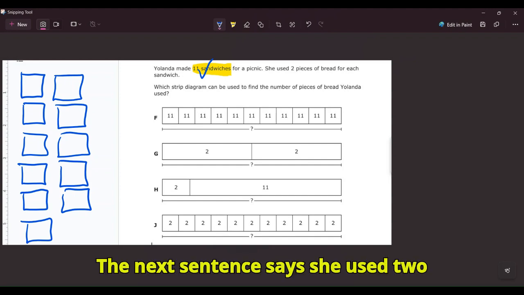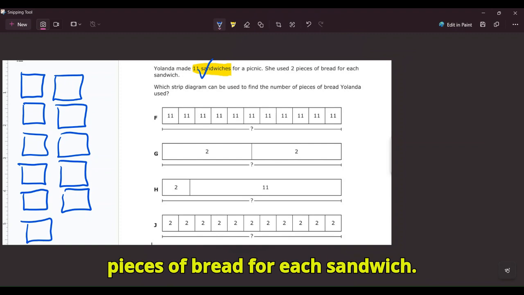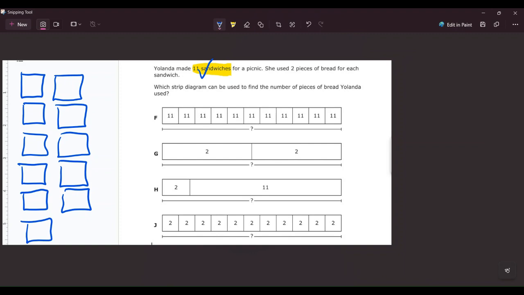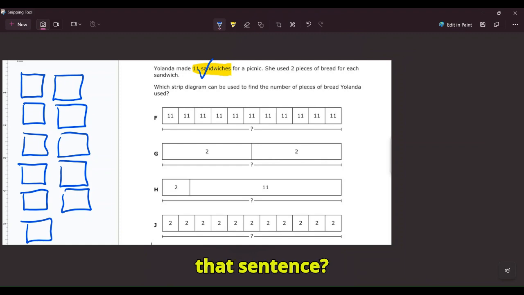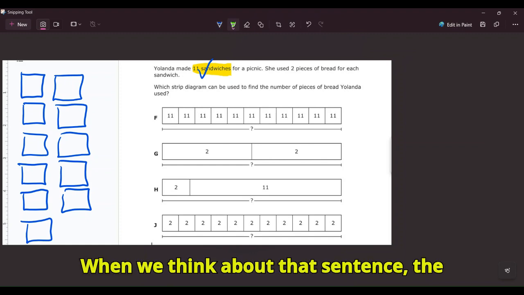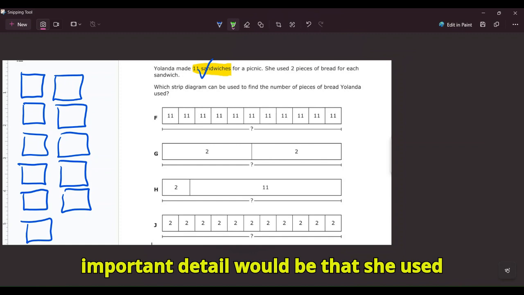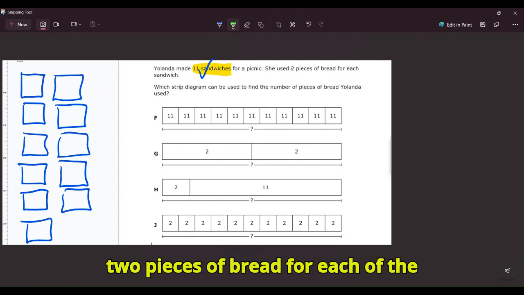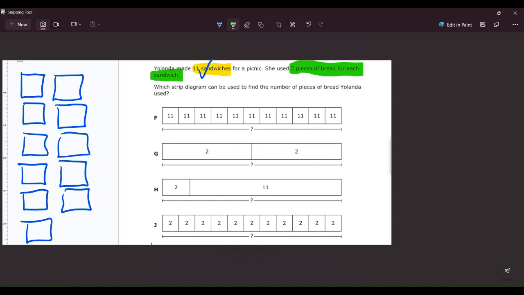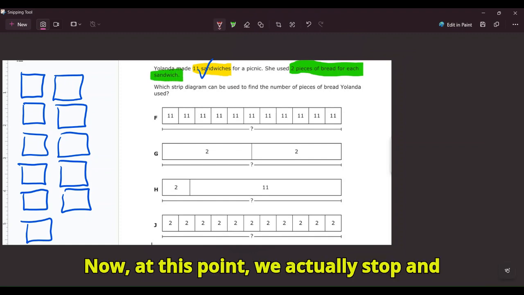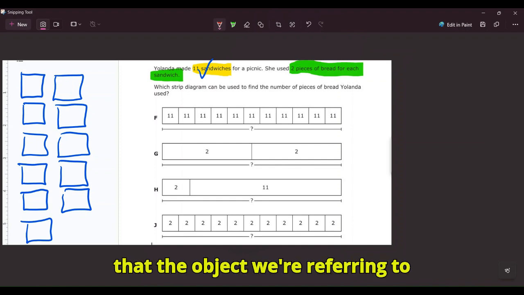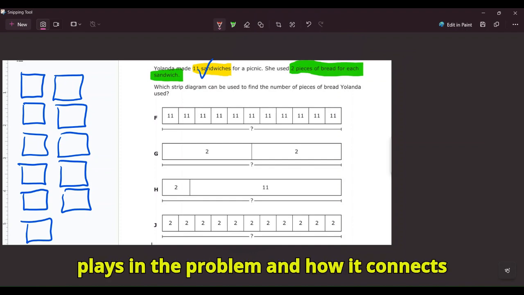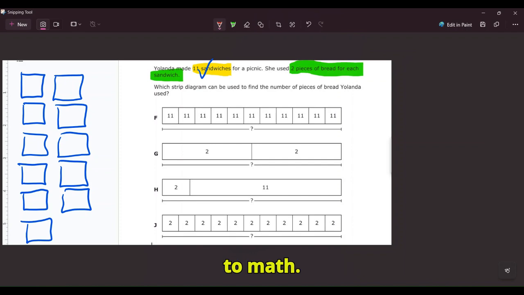The next sentence says she used 2 pieces of bread for each sandwich. So again, I ask, what is important out of that sentence? When we think about that sentence, the important detail would be that she used 2 pieces of bread for each of the sandwiches. Now, at this point, we actually stop and talk about the role that the object we're referring to plays in the problem and how it connects to math.